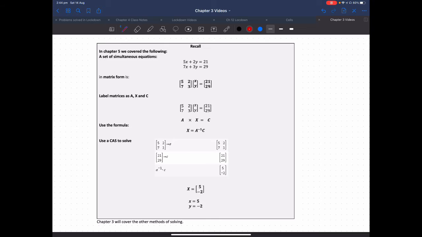When we were using matrices to solve simultaneous equations, we took a pair of simultaneous equations, we wrote them in matrix form, and we remembered the relationship A times X equals C. So X is equal to the inverse of A times C, which would give us our answer. As I've said, we will not be worrying about this in this particular chapter.